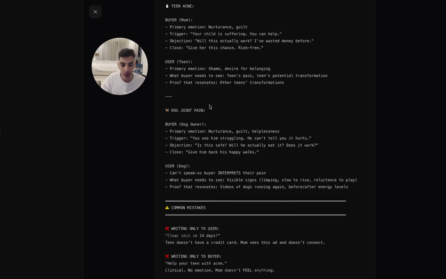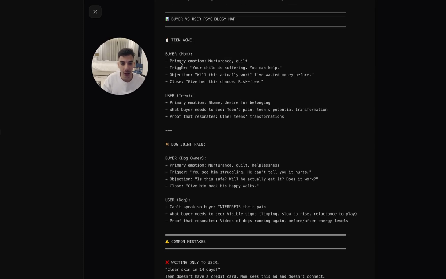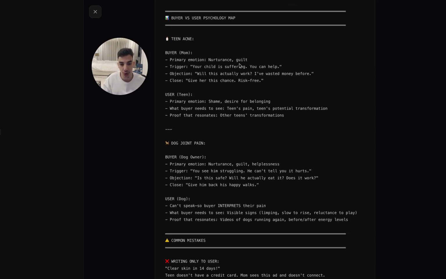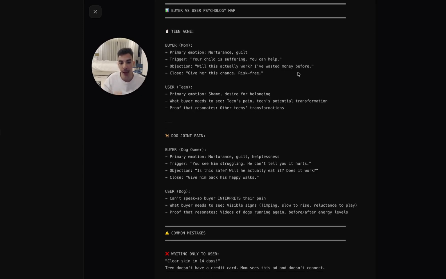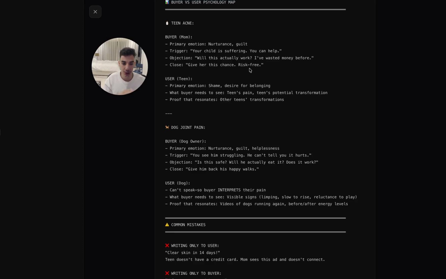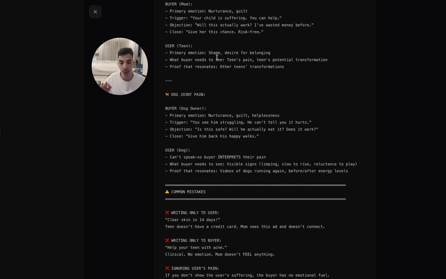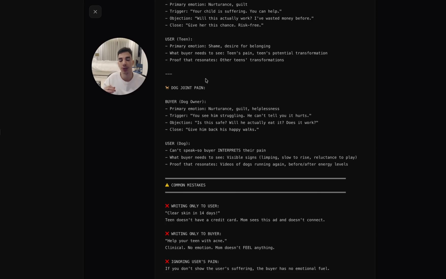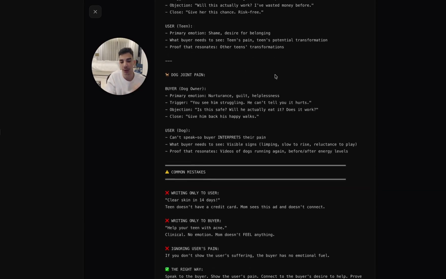So, the buyer versus user psychology map. Teen acne: the buyer is mom. Primary emotion: nurturance, guilt. Triggers: your child is suffering, you can help. Objection: will this actually work? I have wasted money before. Close: give her this chance, risk free. The user chain: primary emotion is shame, desire for belonging. What the buyer needs to see: the teen's pain and the teen's potential transformation. Proof that resonates: other teen transformations.